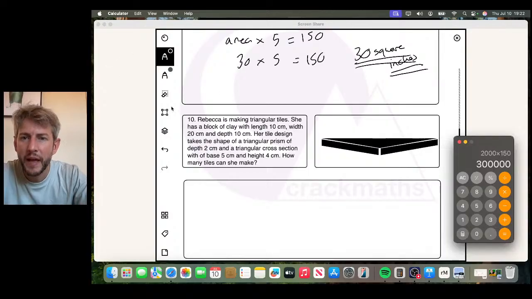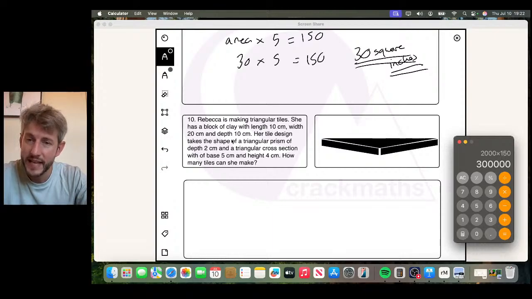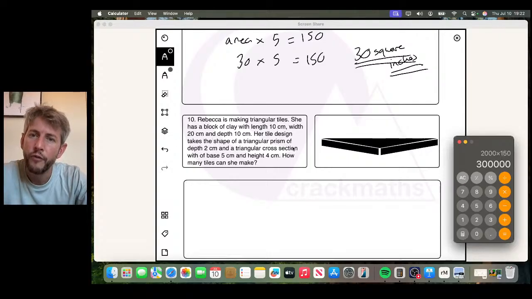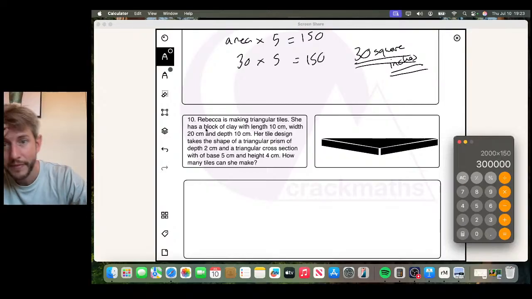Okay, and lastly, question 10. And it says, Rebecca is making triangular tiles. She has a block of clay with length 10 centimeters, width 20 centimeters, and depth 10 centimeters. Okay, her tile design takes a shape of a triangular prism of depth 2 centimeters and a triangular cross section with base 5 centimeters and height 4 centimeters. How many tiles can she make? So first of all, the first bit that we need to know is what the volume of this block is. So it's got length, width, depth. It's a cuboid. Okay, so we're going to do the volume of that first.